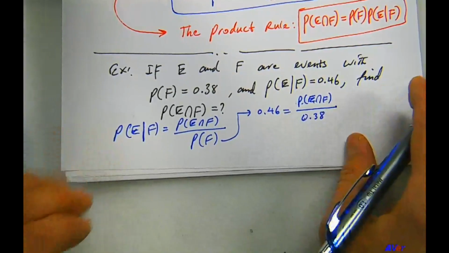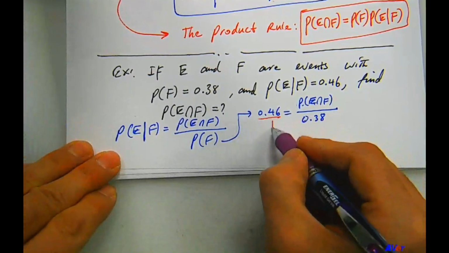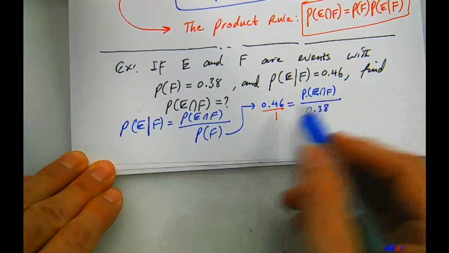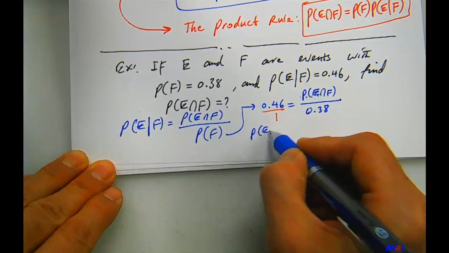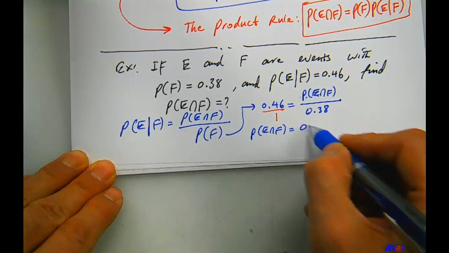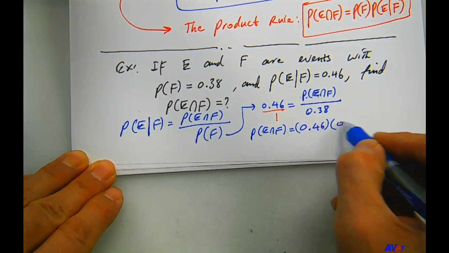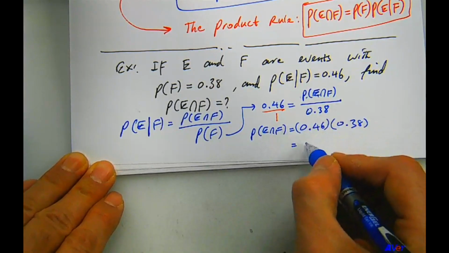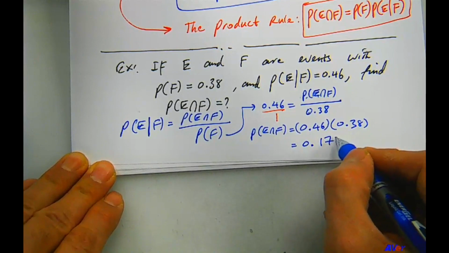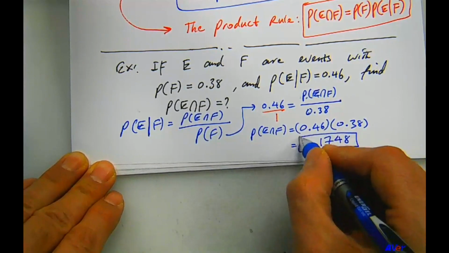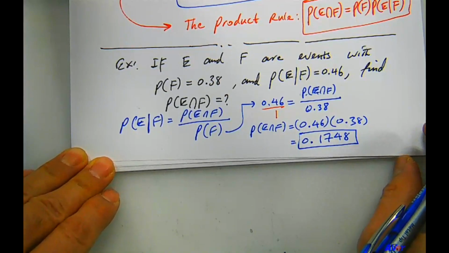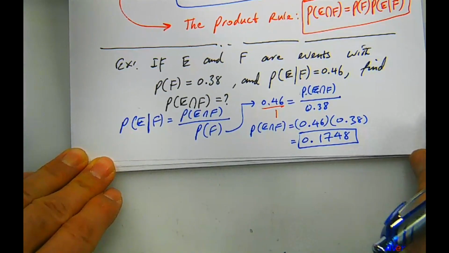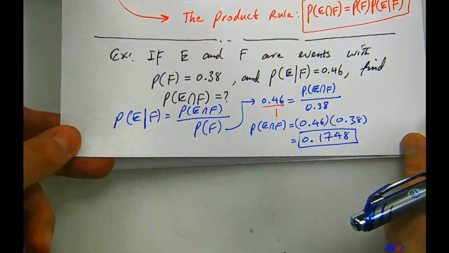Okay, so we already know that the denominator here is 1. So if you cross multiply, you have the probability of E intersection F times 1, which would be itself, equal to 0.46 times 0.38. So what is that equal to? I have 0.1748, which is the answer carried to 4 decimal places. Okay, so here's one example. Let's do another example.